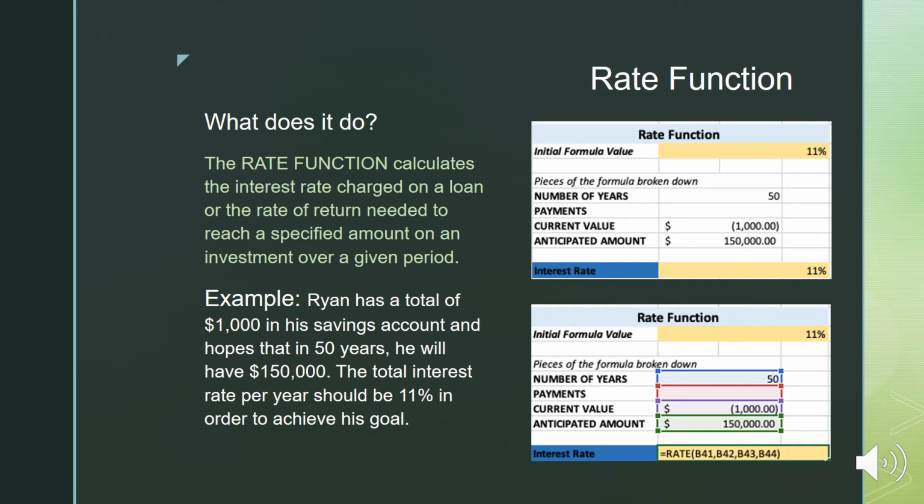Once again, we see that the number of years is 50, the current value is $1,000. It's the amount that he has right now, and he hopes to have $150,000 in the future. You input this all into the rate function, which goes as equals RATE, and then the number of years, the current value, and the anticipated amount. And once you do that, it comes out to be the 11%.